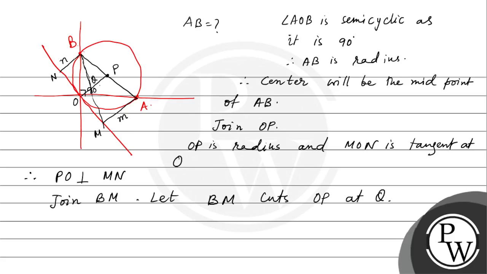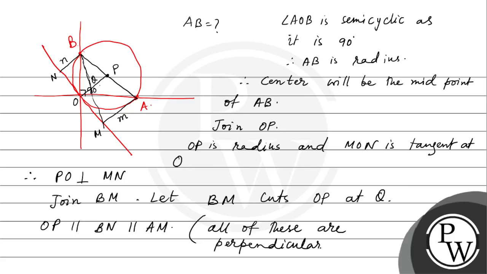Okay. Now see that OP, AM and BN all are parallel, because all of them are perpendicular to the line MN. That's why they are all parallel.